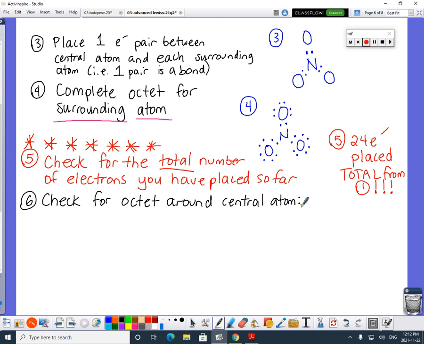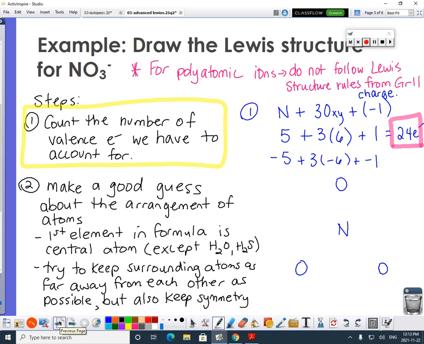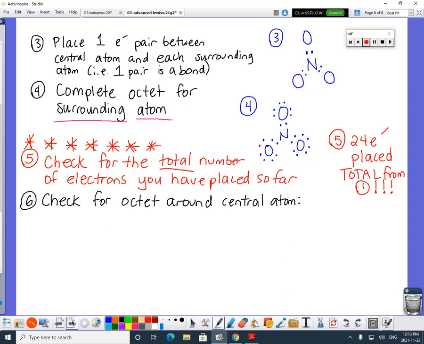So we cannot place any more electrons. We can't just go put 2 dots by nitrogen, which is tempting because that's easiest. We can't do that because we've already accounted for the 24. So every step you're thinking in the back of your head, no more than 24, no more than 24, no more than 24. And that's why this step is so important, okay? That's why we highlighted it.